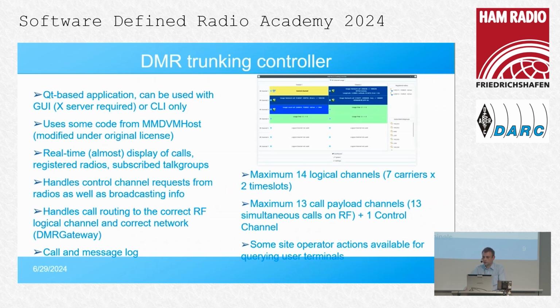It also has a function of routing an ongoing call towards the correct radio frequency channel, and also towards the correct DMR gateway, the correct DMR network. Its limitations are basically that it supports a maximum of 14 logical channels. That would be 7 carriers times 2 time slots. And therefore, it supports a maximum of 13 simultaneous voice calls, plus, of course, the control channel. It also supports some other operations which are available to the administrator of the site.